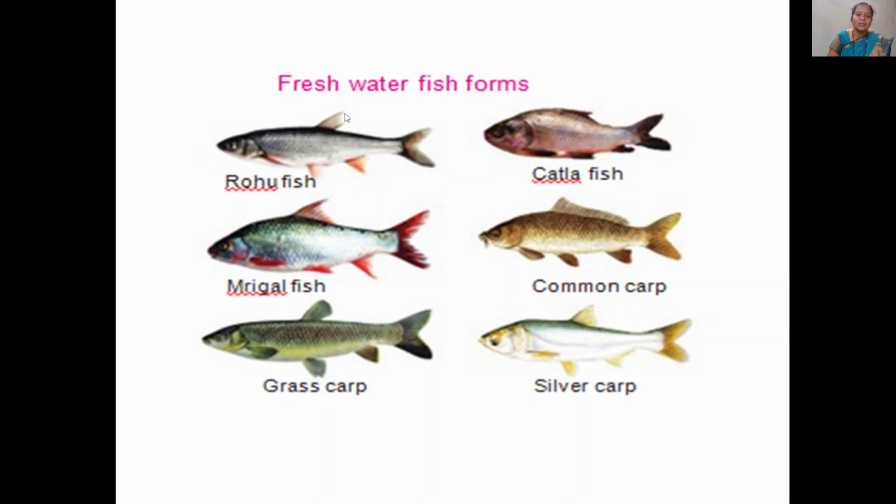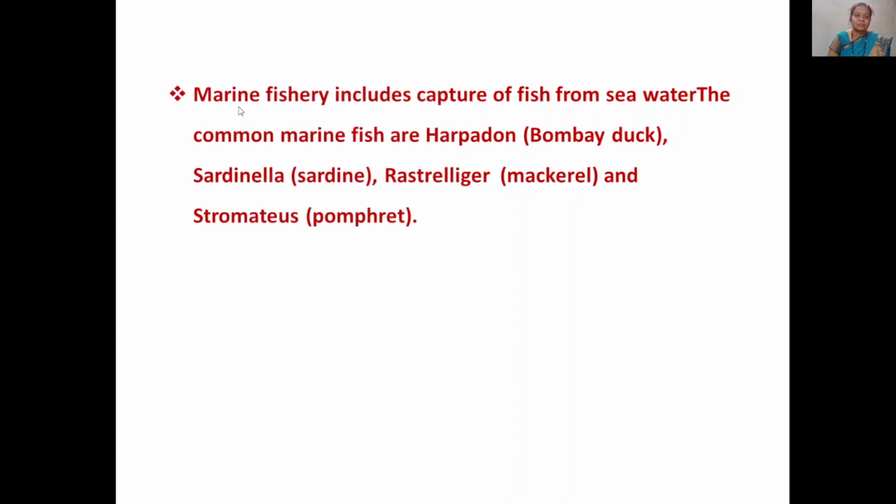Here we can see freshwater fish farms: Rohu fish, Catla fish, Mrigal fish, common carp, grass carp, silver carp. Go to next slide. Marine fishery includes capture of fish from seawater. The common marine fish are Harpadon, that is the Bombay duck, Sardinella, that is the sardine, Rastrelliger, that is the mackerel, and Stromateus, that is the pomfret.